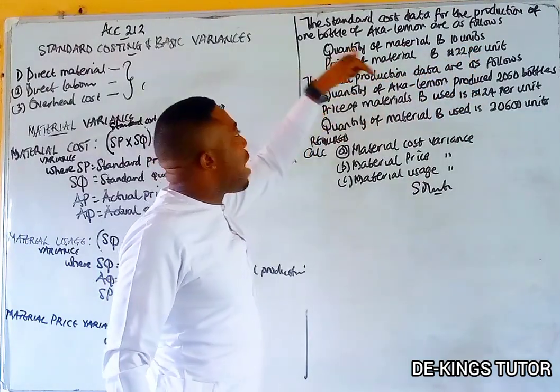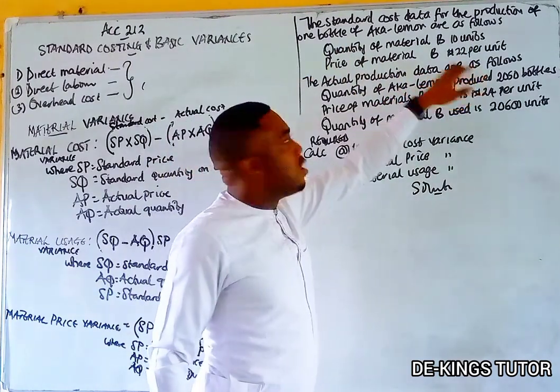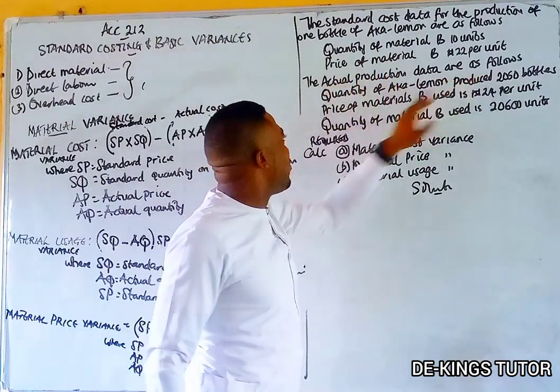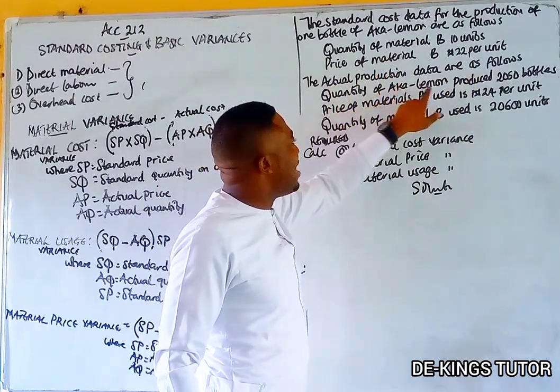Now they say the actual production data is as follows. And this is the standard. This is the actual. So actual production data as follows. Quantity of Aka lemon produced.